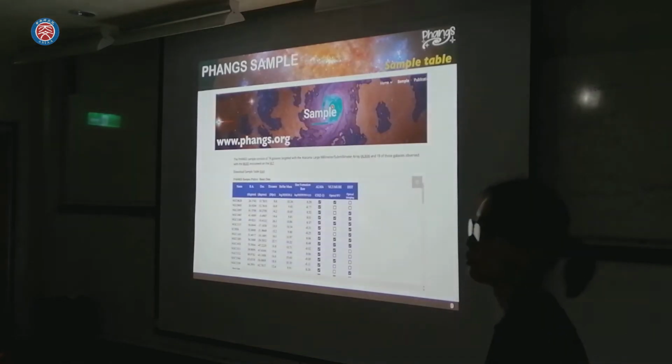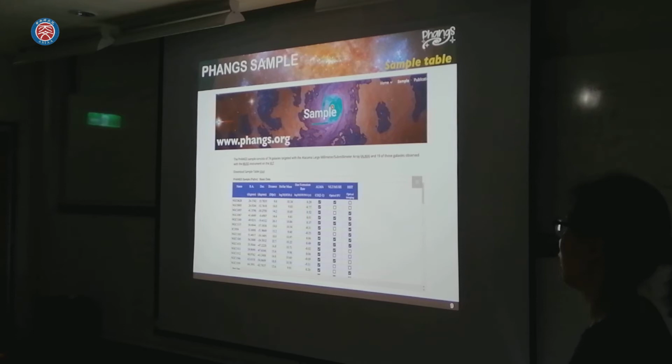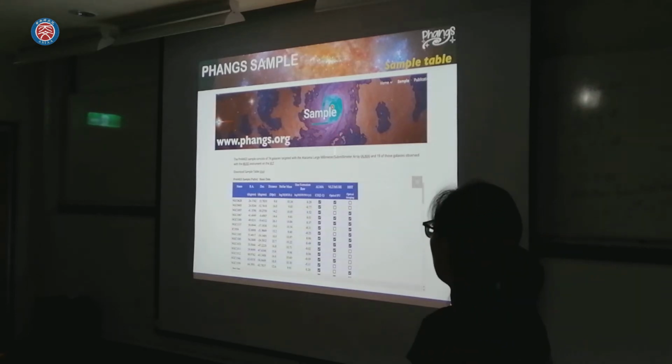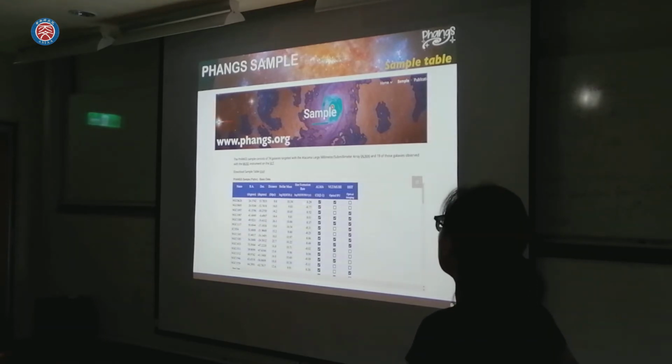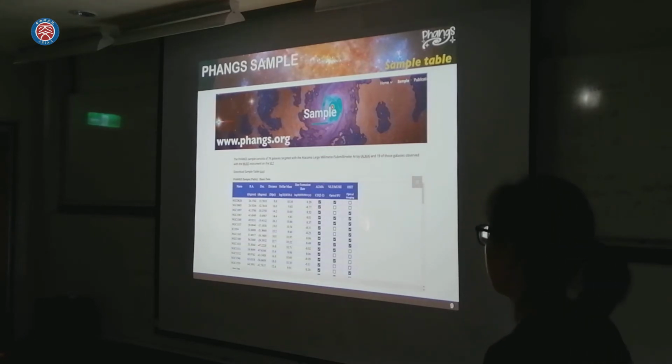And if you are interested in the PHANGS sample, you can download the sample table from the PHANGS website, and you can find the galaxy names and their distance, stellar mass, star formation rate, and the wavelengths that they have been observed with.